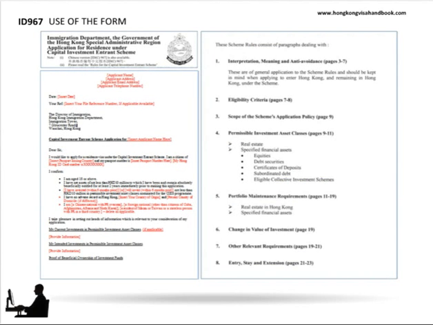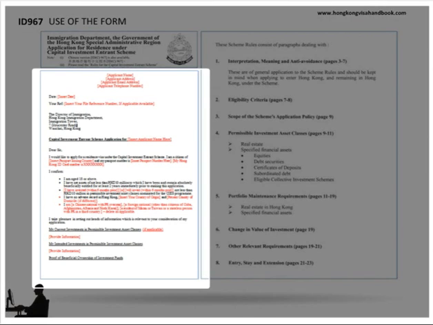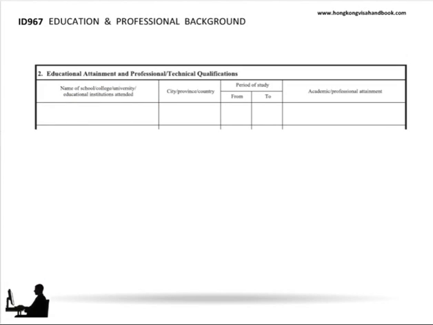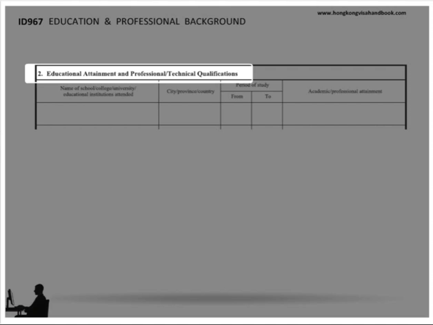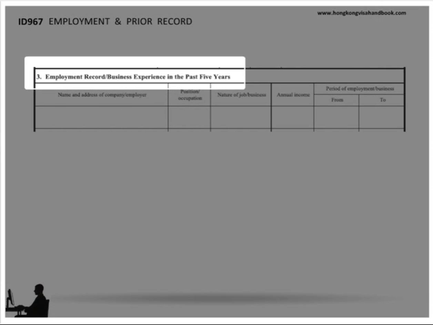As the Hong Kong ID provide extremely detailed guidance on how to complete the Form ID967, our strong recommendation is that you follow the advice in the official rules when completing the form and provide your supporting information along the lines of the template provided in the Hong Kong Visa Handbook. The section detailing education and professional background of the applicant is relatively straightforward enough to complete, as is the section on your employment and prior record.